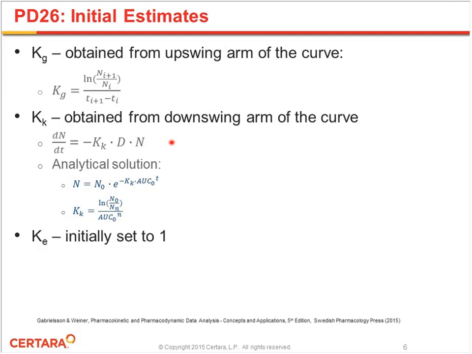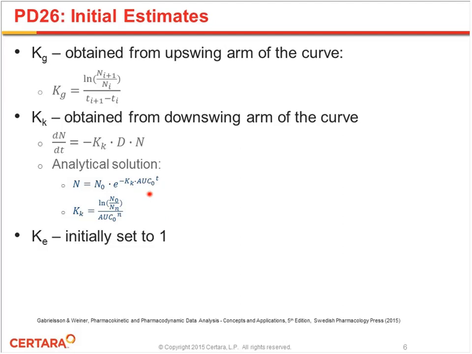Similarly, the kill rate constant can be estimated from the downswing arm of the curve. Here, the bacterial growth can be neglected and the kinetics are determined by the kill rate. That's shown here by this differential equation. An analytical solution of this differential equation is given by this expression here, where you need to have two bacterial counts and divide by the accumulated exposure between the 2 points. So we need AUC. To get the AUC, we would need to simulate the PK and run NCA on that profile. And that's what I will show you in the demo as well.